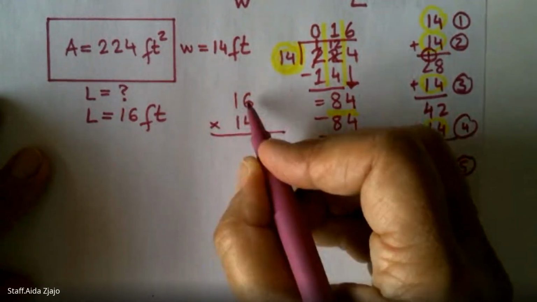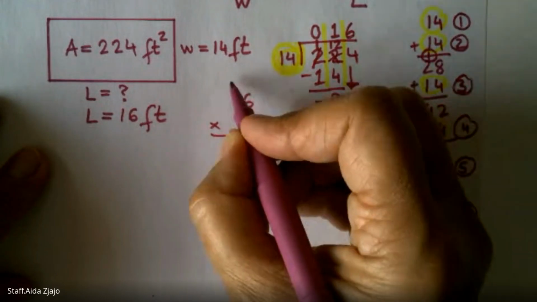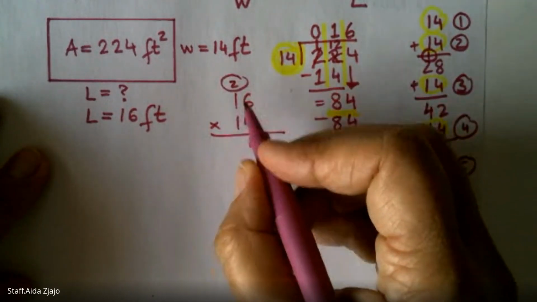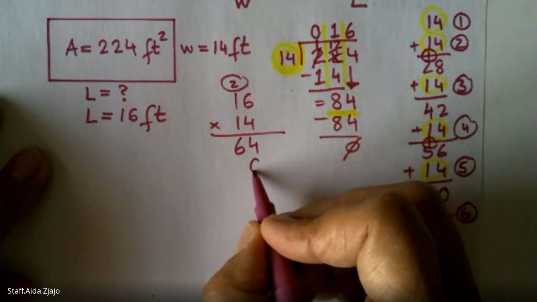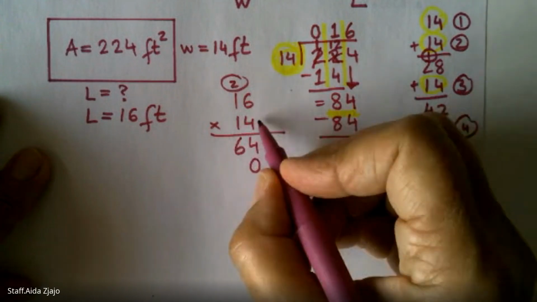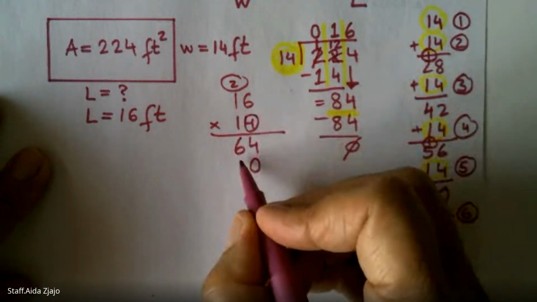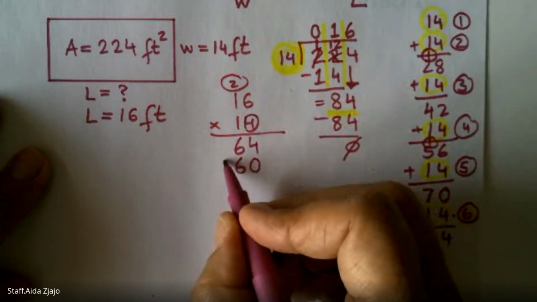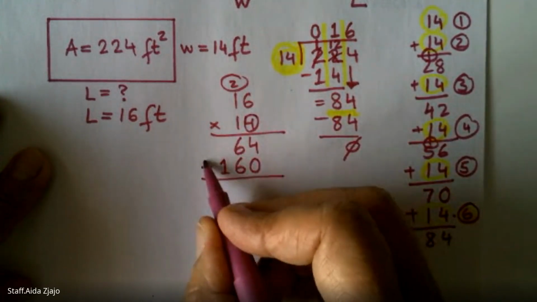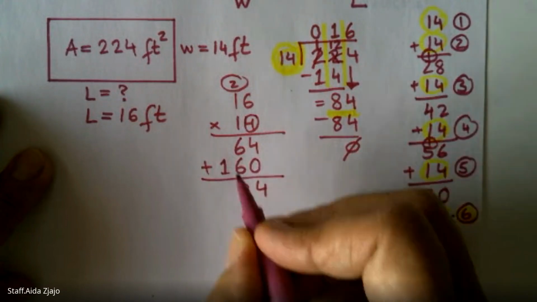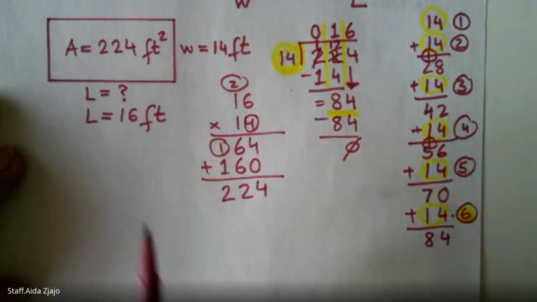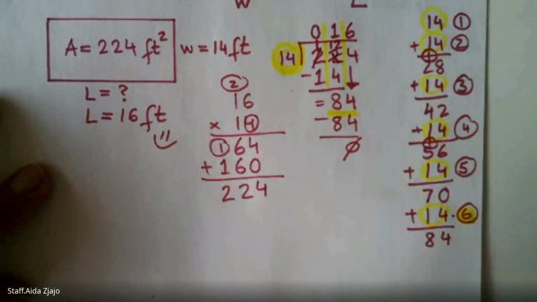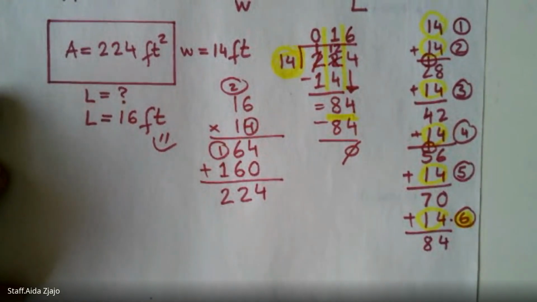Okay, 6 times 4 is 24. Remember 2. 1 times 4 is 4, plus 2 is 6. Put 0 for the ones, and 1 times 6 is 6. 1 times 1 is 1. You add them together and you got yourself 224. So our answer was correct. Okay, so that's how we found the length.